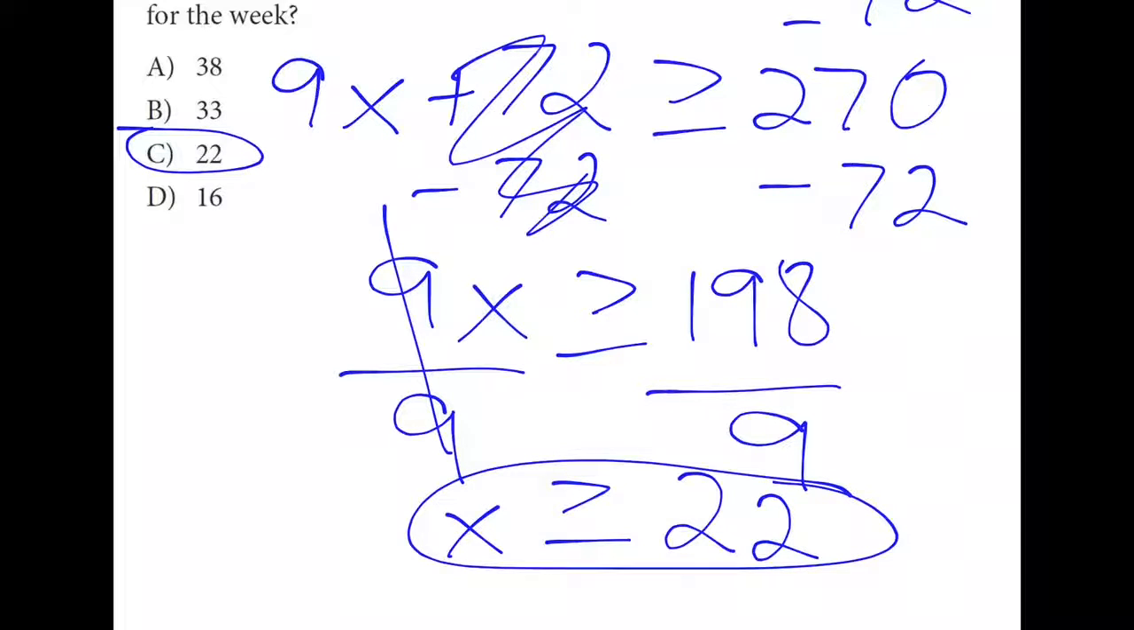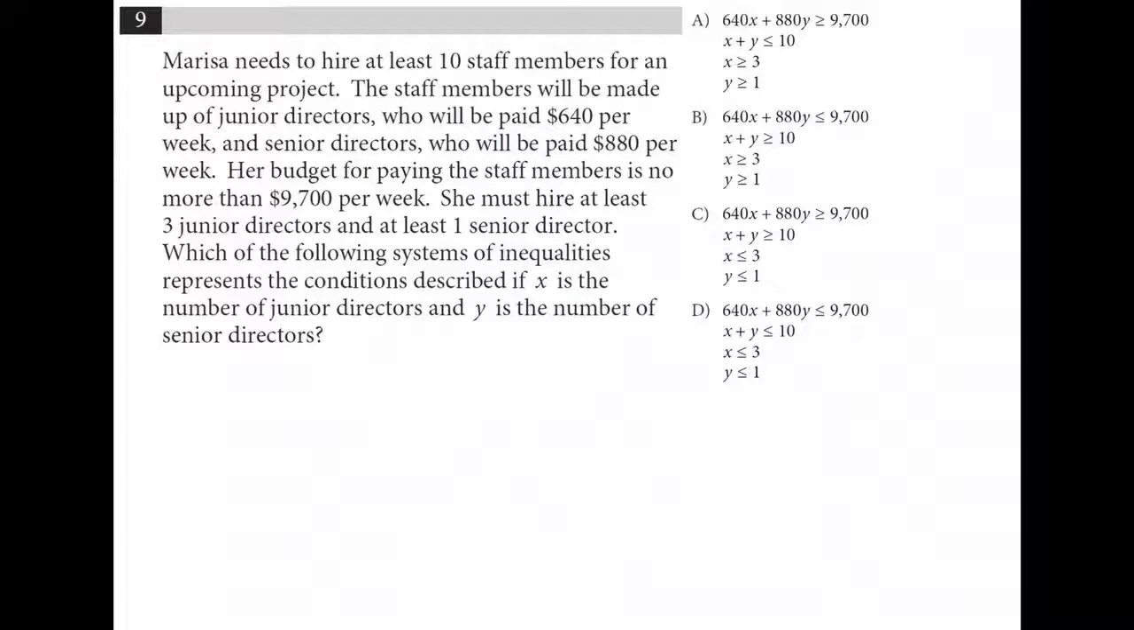C. Number 9. Marissa needs to hire at least 10 staff members for an upcoming project. The staff members will be made up of junior directors, who will be paid $640 per week, and senior directors, who will be paid $880 per week. Her budget for paying the staff members is no more than $9,700 per week. She must hire at least 3 junior directors and at least 1 senior director. Which of the following systems of inequalities represents the conditions described if X is the number of junior directors and Y is the number of senior directors?